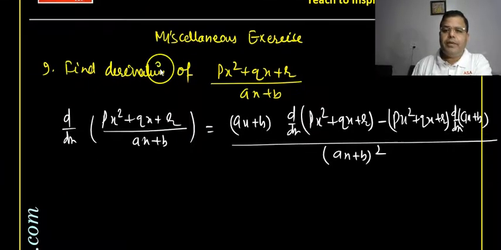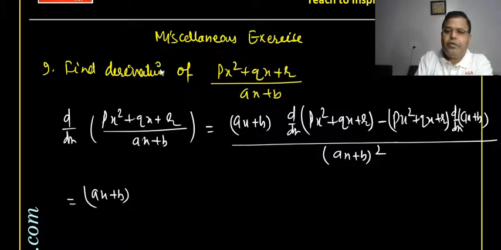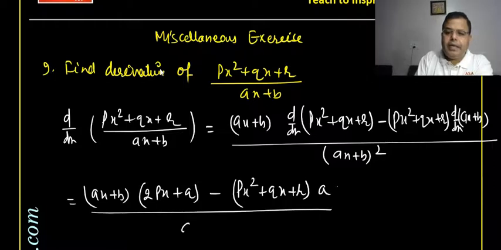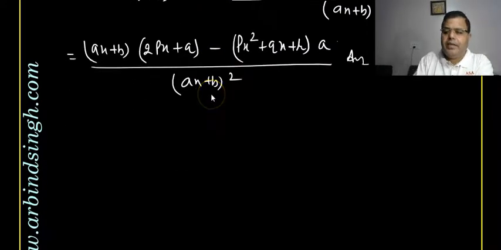So that will be here (ax plus b) into (2px plus q), since the derivative of px square is 2px and the derivative of r is 0, minus (px square plus qx plus r) into the derivative of ax, which is a, divided by (ax plus b) whole square. If you want to simplify, you can simplify it. Otherwise, you can leave it. There is no problem. Now, question number 10.